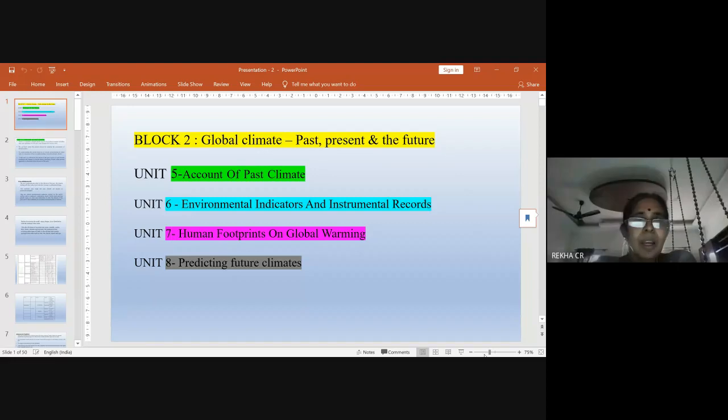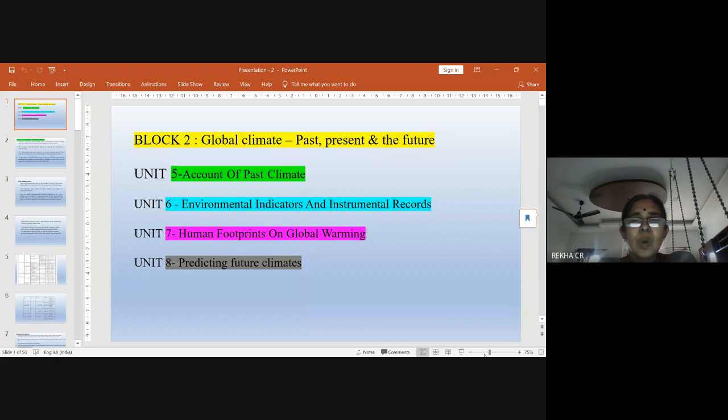To block one, here also you have four units. So continuation of unit four in the first block, you have units 5, 6, 7, and 8. So four units are there in block two.